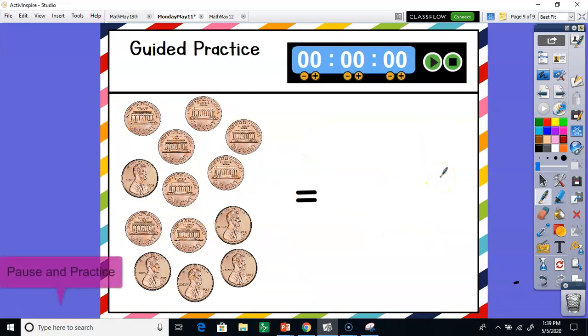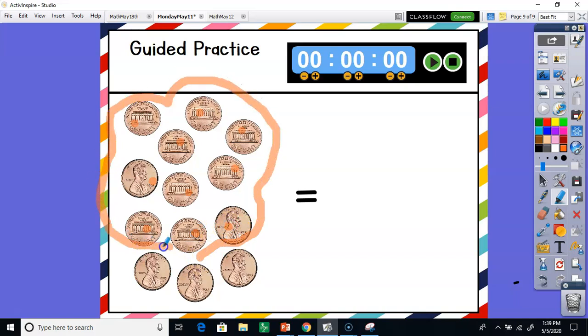Okay, so pause here and practice. Okay, so let's see what you guys got. 1, 2, 3, 4, 5, 6, 7, 8, 9, 10. Circle all that you put a little dot on, and you've got 3 left over. So I'm going to trade these 10 pennies for 1 dime, and there will be 3 pennies left over.